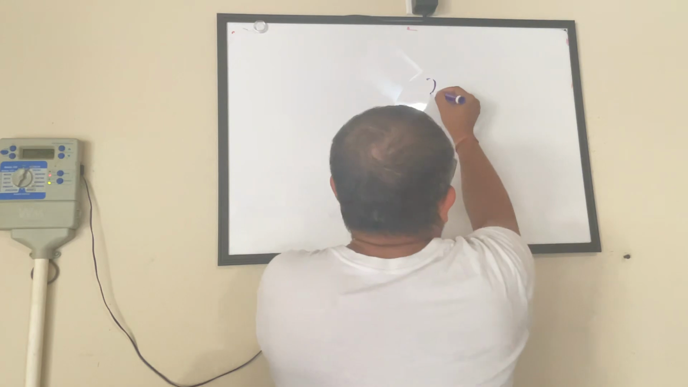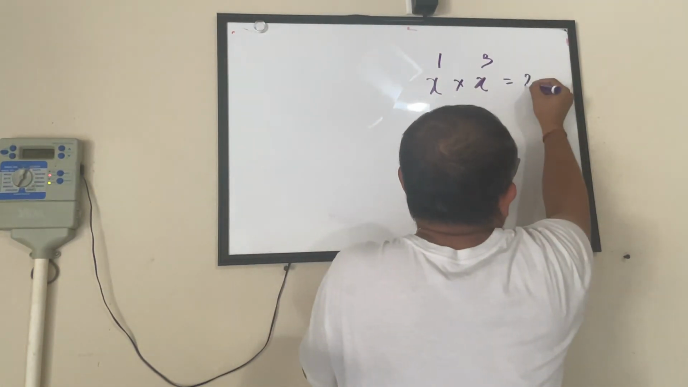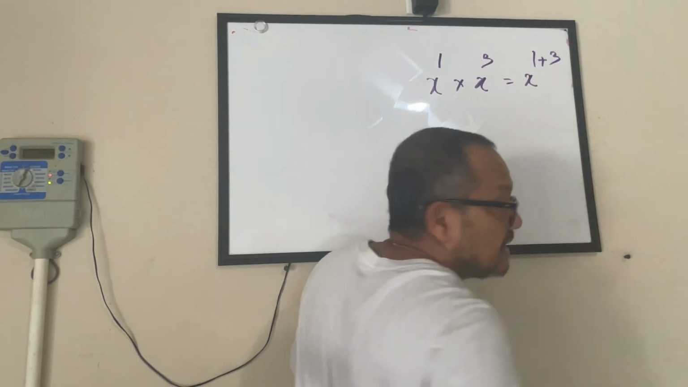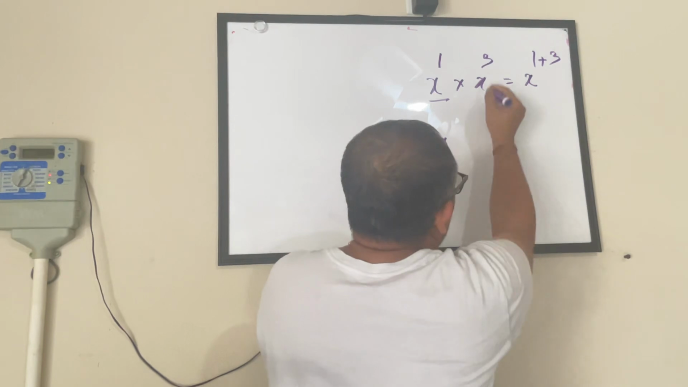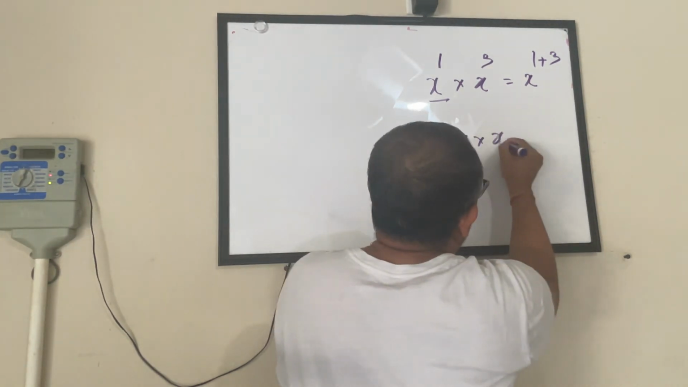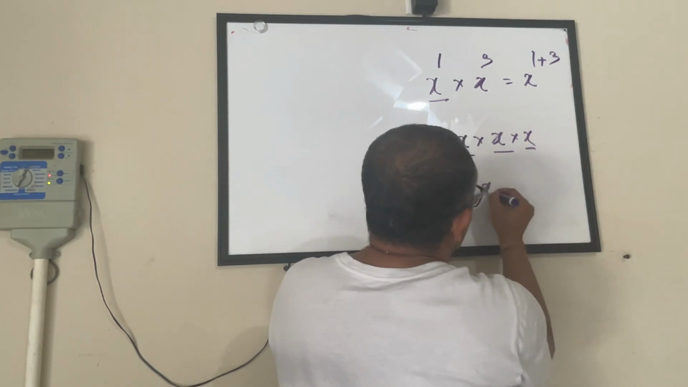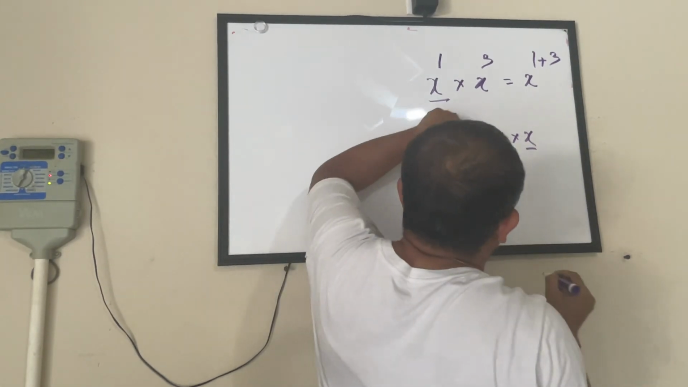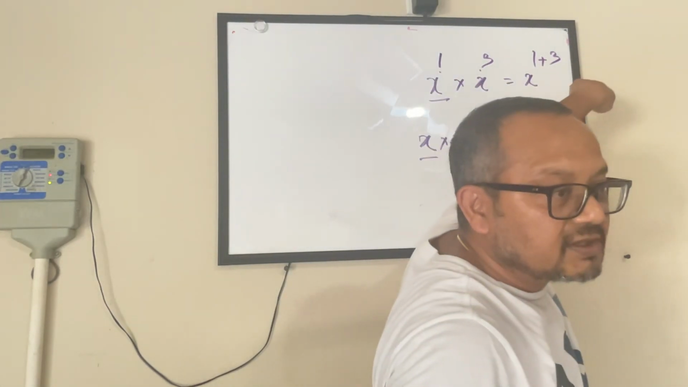If I say x to the power 1 into x to the power 3, it becomes x to the power 1 plus 3. You will ask me why? Because x to the power 1 is x, into x to the power 3 is x into x into x. How many x do we have now? x to the power 4. 1, 2, 3, 4. These two got added. That's what the theorem is. Yeah?